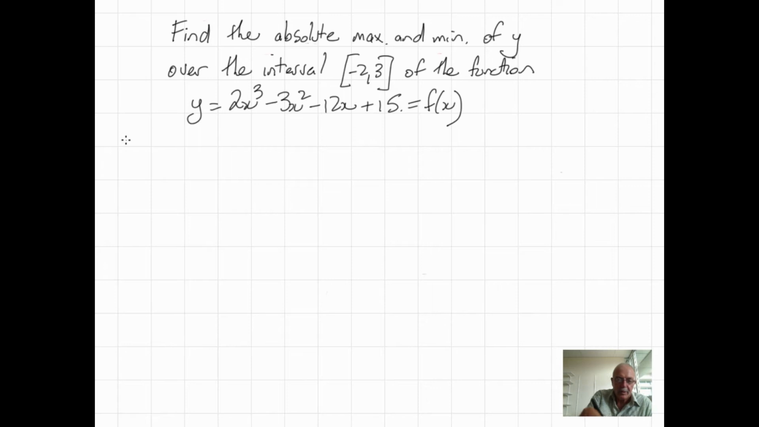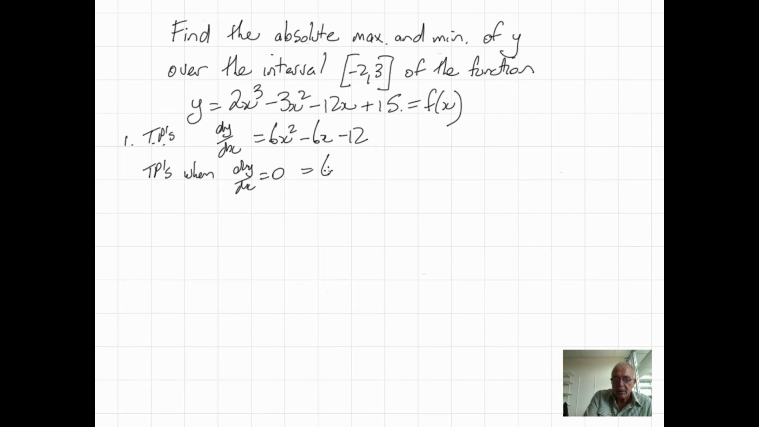Now, going back to our template, the first thing is to actually work out turning points. And we find turning points by dy/dx. So dy/dx equals 6x squared minus 6x minus 12, and the derivative of 15 is 0. So turning points are when dy/dx equals 0, and dy/dx is 6x squared minus 6x minus 12.